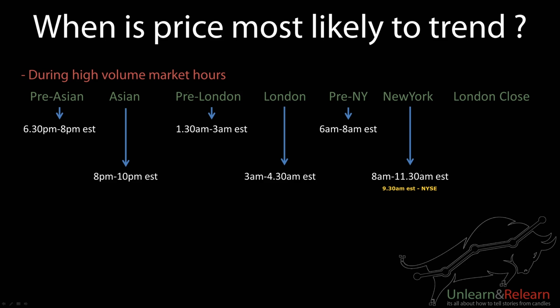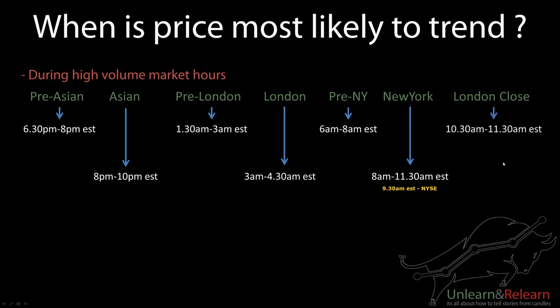Right? Next, we have your London close. London close is at 11 a.m. Eastern. So you start to see some sort of volume at like 10:30 a.m. till like 11:30. There's a lot of volume at this time. Also, the times between 6 a.m. and 11:30 a.m. are extremely high volume times because this is the London and New York overlap.